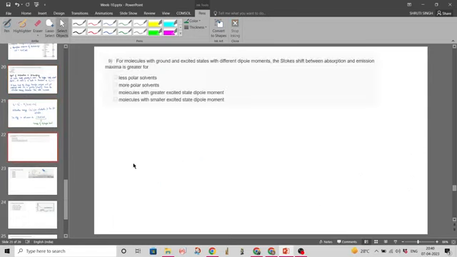Let's quickly move on to the next one. For molecules with ground state and excited state having different dipole moments, the Stokes shift between absorption and emission is greater for: less polar solvent, more polar solvent, molecules with greater excited state dipole, or molecules with smaller excited state dipole.